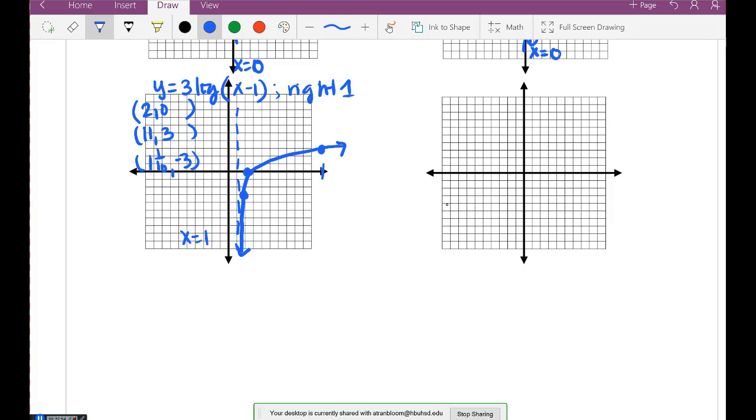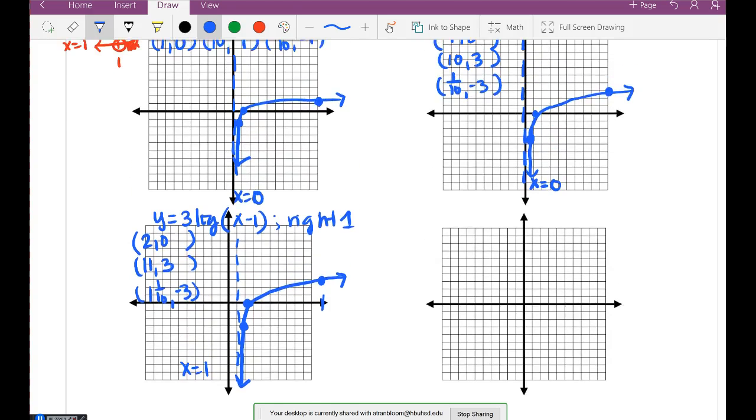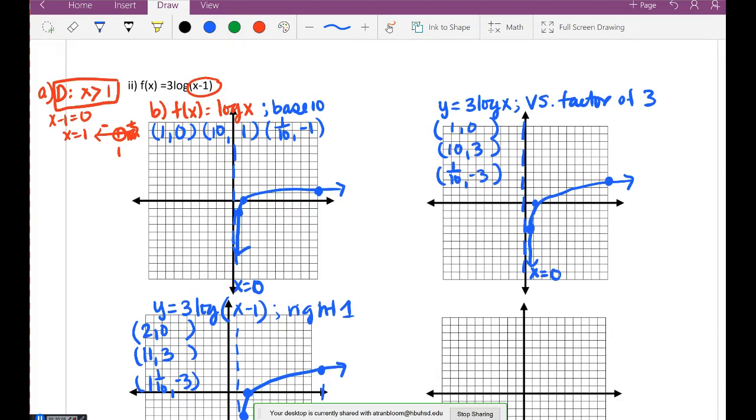Okay, graphing done. A and B, all done. C, what's C asking? Range and asymptote. So let's see if we have any. So C, what's the range, class? All real numbers, okay. Asymptote, Michael E, do we have any asymptote? Yeah, it's a VA at x equals 1. Beautiful. So letter C is done.